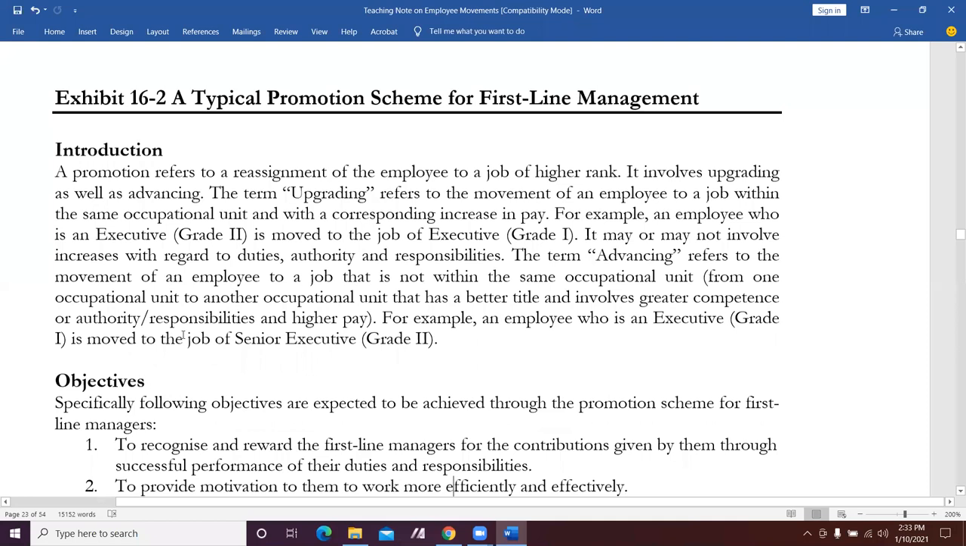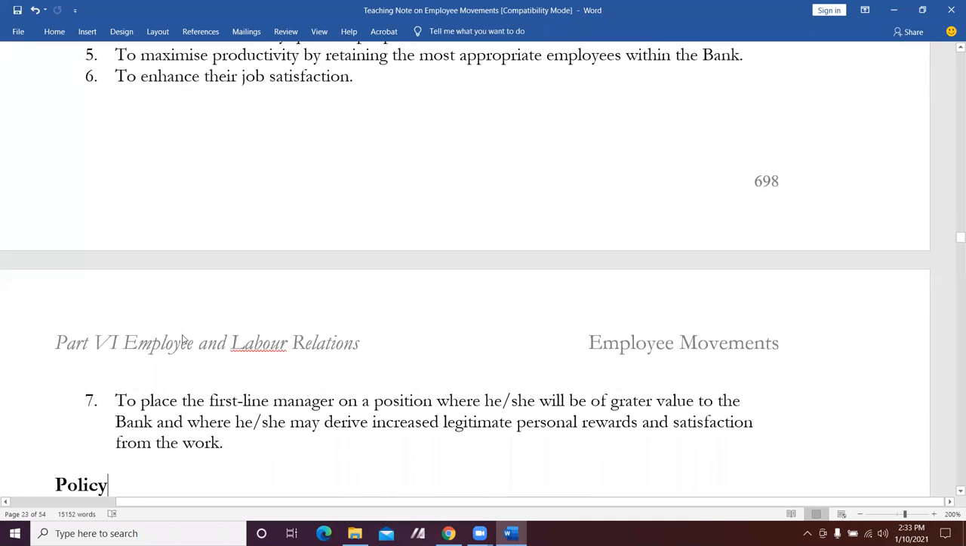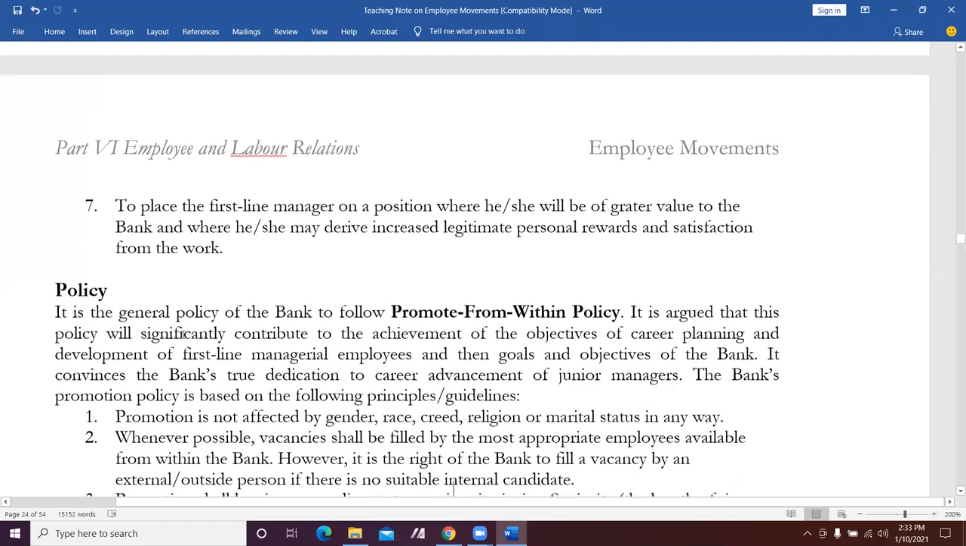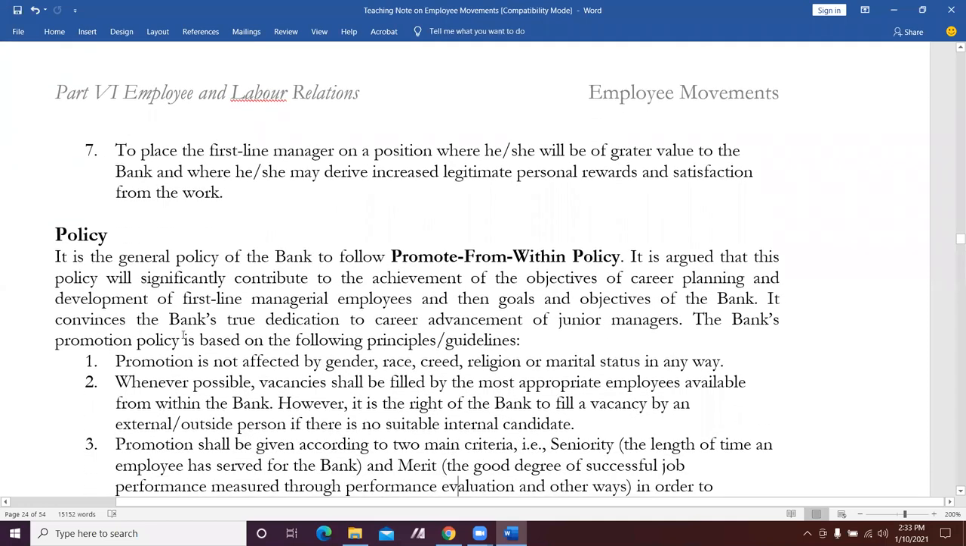Okay, so you can see the introduction. There are objectives. You can see seven objectives have been mentioned. Please take time, be serious, and then try to read and understand. Then the policy, the promote from within policy.